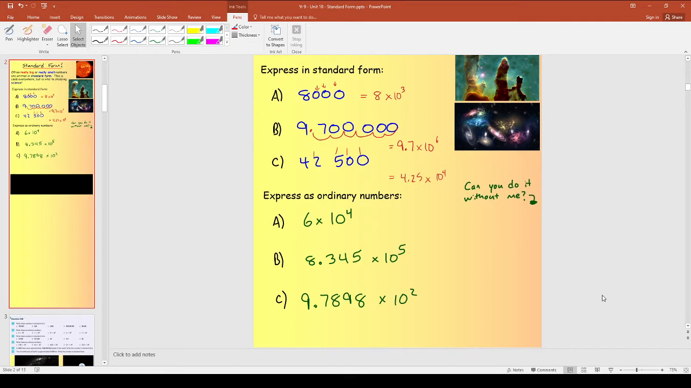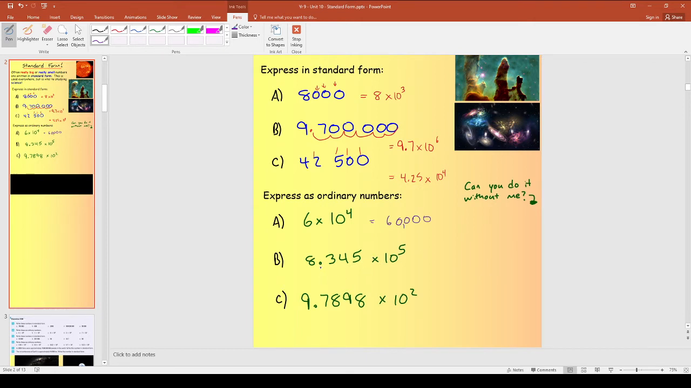Okay, and now that you've switched them back to ordinary numbers, let's see how you've got on. This one here, you'll simply put 4 zeros on the end. 1, 2, 3, 4. So this number is actually 60,000. This one here, you're going to put 5 movements, okay?